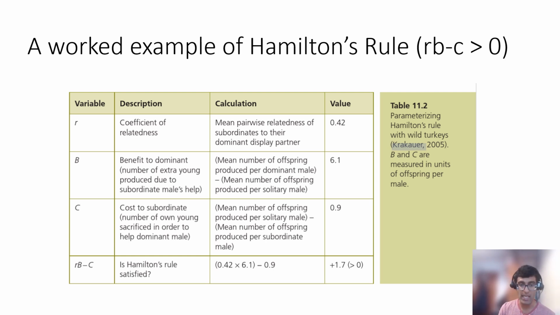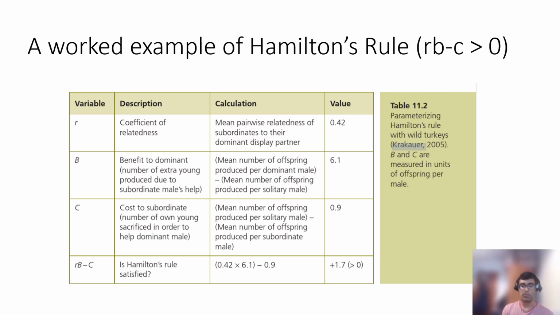The cost to the subordinate of sacrificing his own reproduction to help the dominant male is the number of offspring he would gain on his own, which, as we said before, was 0.9. So together they get an average of 7. On their own, they would get an average of 0.9.